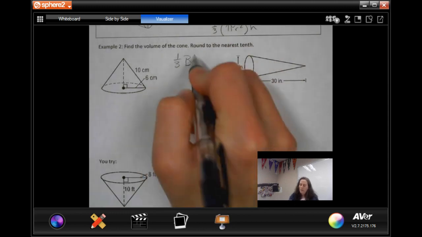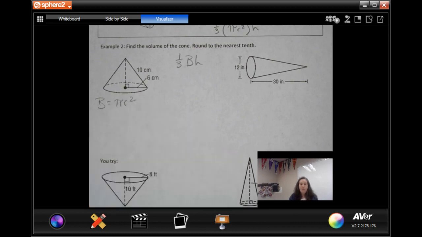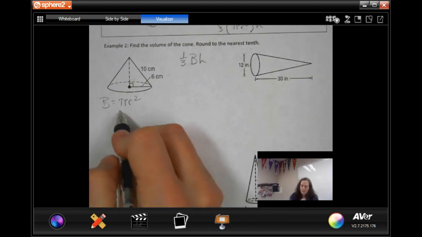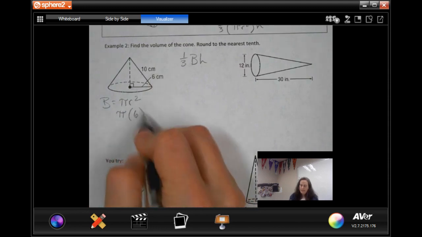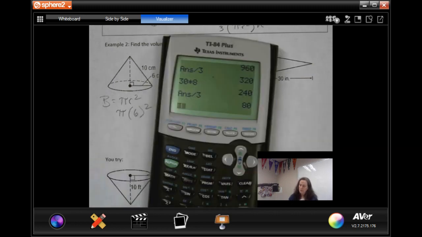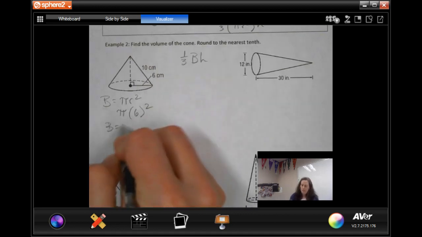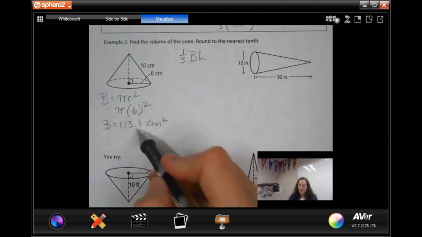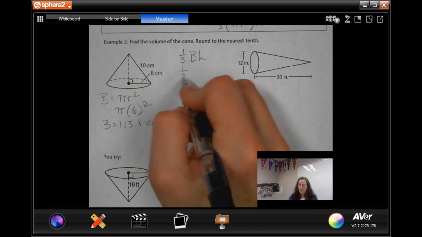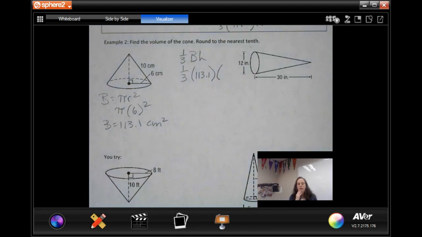1/3 area of the base times the height, but what is the area of the base? We'll have to find it. Pi r squared, pi, and our radius from the center to the edge is 6 squared. So we'll do 36 times pi, 113.1 centimeters squared. Okay, we've got our base. Let's put it in here to the volume, 113.1. What's the height of our cone?